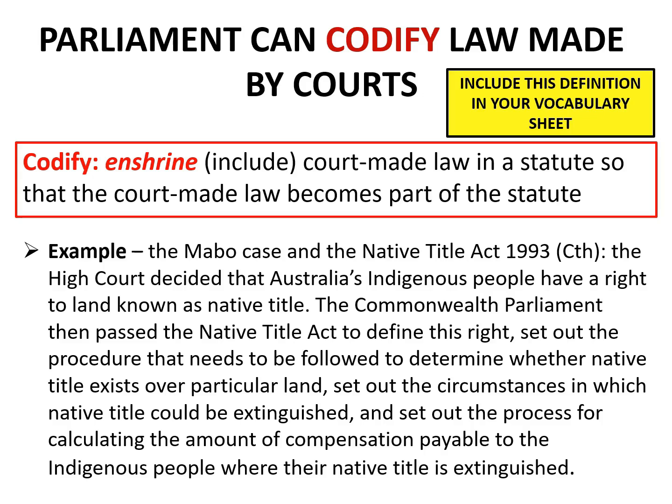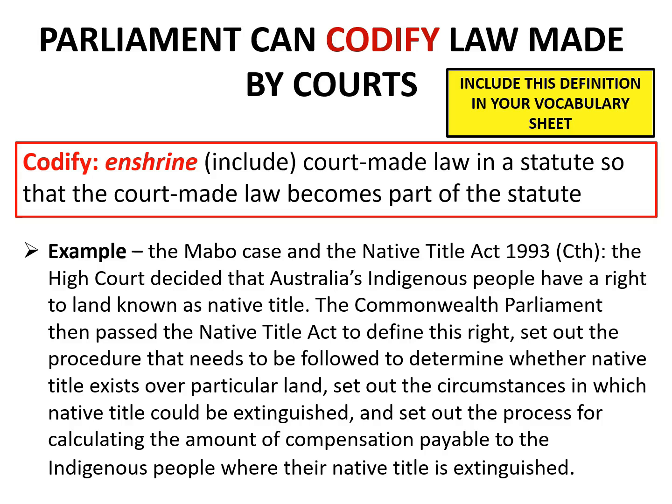The effect of this common law rule, which had been in existence for over 200 years, was that Australia's Indigenous people did not have any rights to land in Australia when Australia was settled by the British. However, in the Mabo case, the High Court overturned this common law rule and instead decided that Australia's Indigenous people did in fact have rights to land in Australia when Australia was settled by the British.